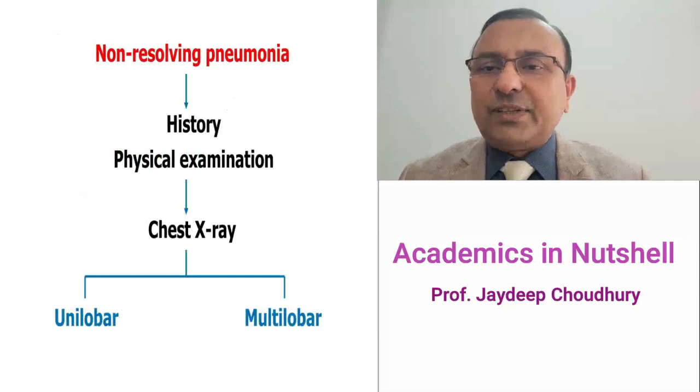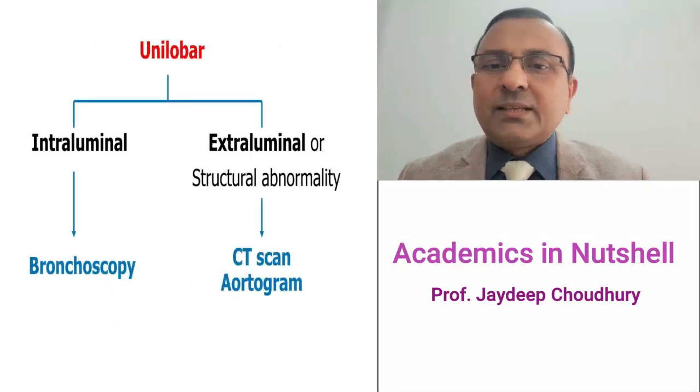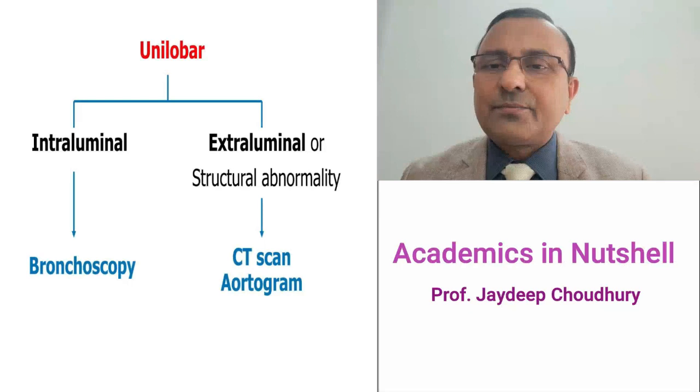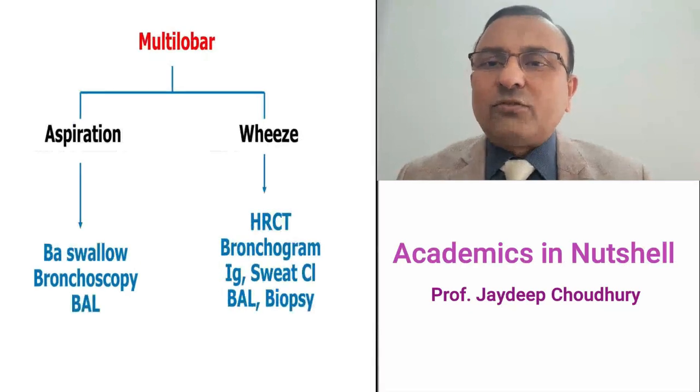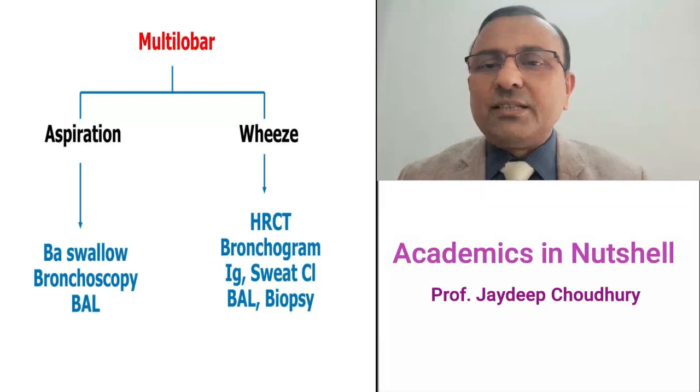When we encounter a child with non-resolving pneumonia, of course, history and physical examination is the mainstay. And if we do a chest X-ray, there may be a unilobar or multilobar involvement. Now, if it's a unilobar, then either it's intraluminal, where bronchoscopy is the investigation of choice. When it's extraluminal or with structural abnormality, then either CT scan or aortogram, as the condition demands, is the investigation of choice. When there is multilobar involvement, there may be aspiration or there may be wheeze.